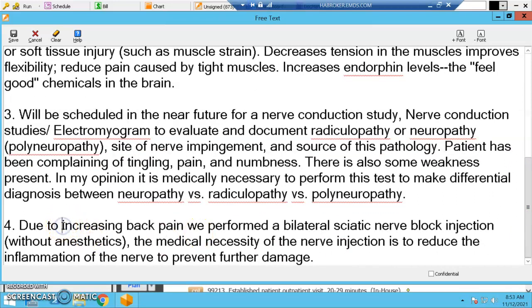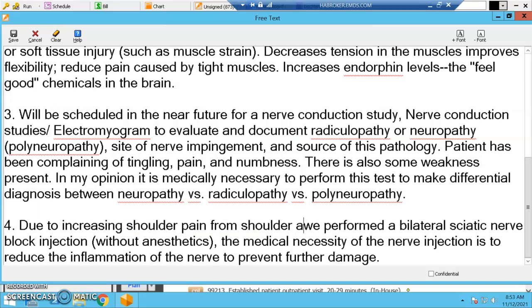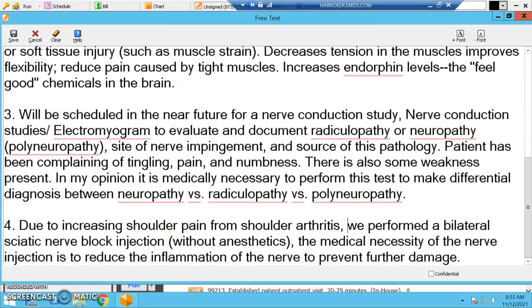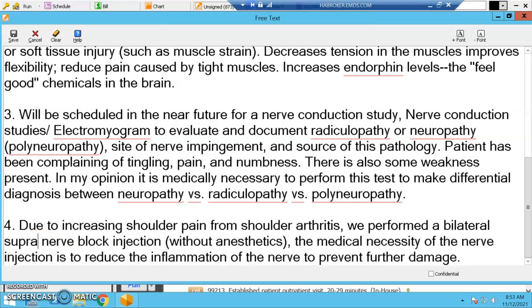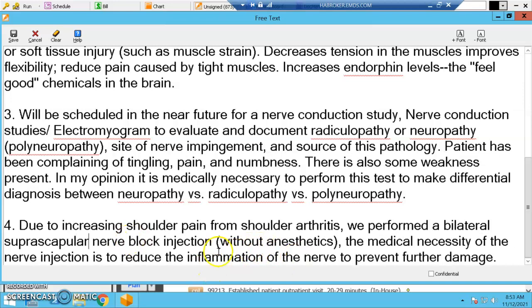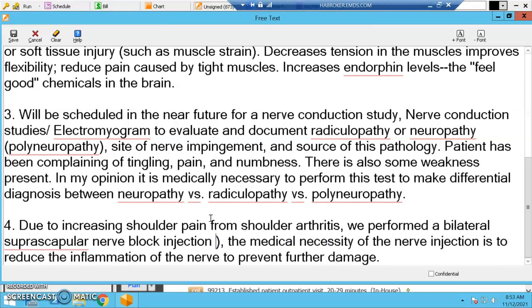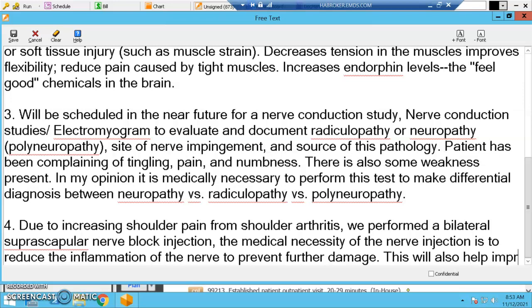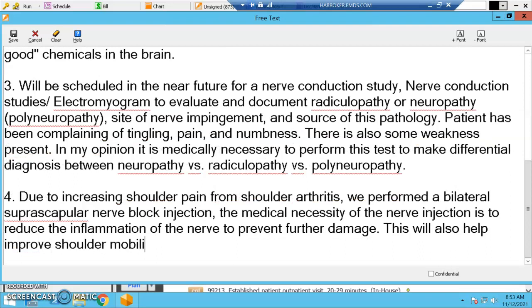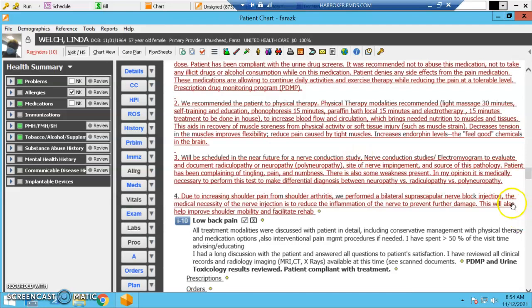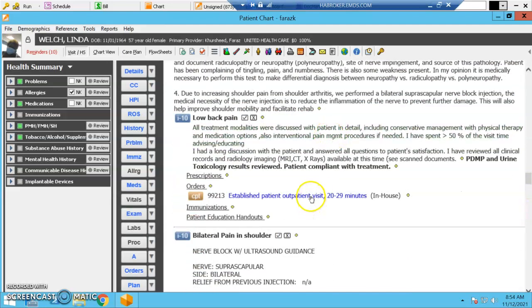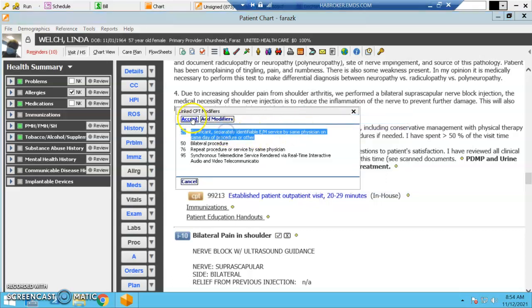So change that. Keep shoulder pain from shoulder arthritis from the bilateral suprascapular nerve block. This will also help improve shoulder mobility and facilitate. So that's that. The level of service is under low back pain, which is good, which is unrelated to the injection code, which is shoulder pain. I would put modifier 25.